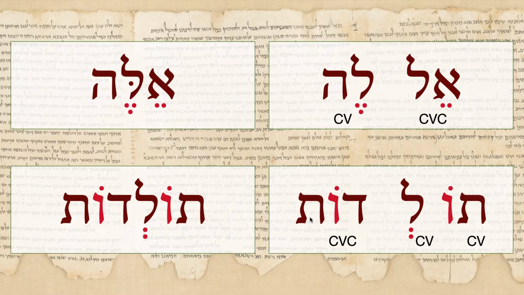Toledot: if you take these 3 syllables, to is an open syllable, le is an open syllable because they both end with a vowel, whereas dot ends with a consonant, tav, therefore it is a closed syllable. Open, open, closed. So now you understand open and closed syllables, and these obviously become important for us to understand the concept of the Sheva and the Dagesh.